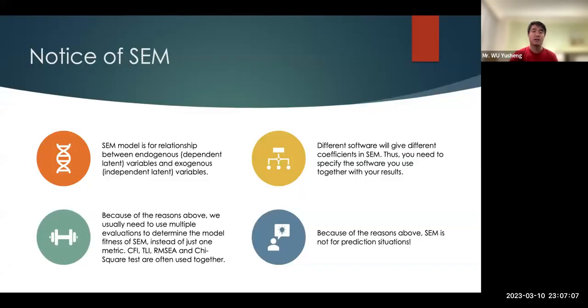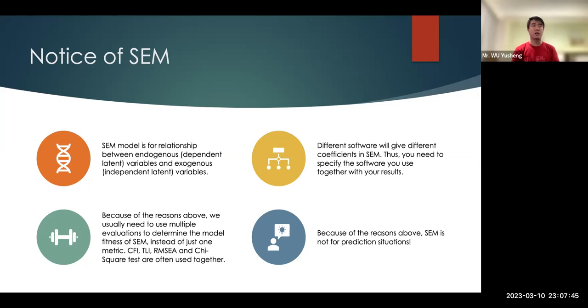Okay, as we discussed before, an SEM model is not a prediction model. We are not minimizing the difference between the predicted Y and actual Y, because Y is not observable, right? As mentioned in a couple of slides before, the whole structure is like this: Y is not observable, the dependent variable is not observable, and the independent variables are not observable. So we need to use observed variables to measure those right-hand side and left-hand side equations.